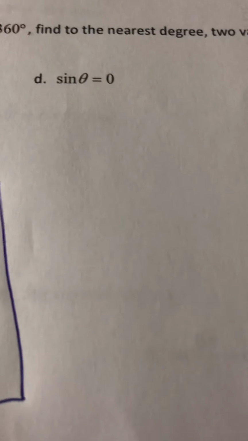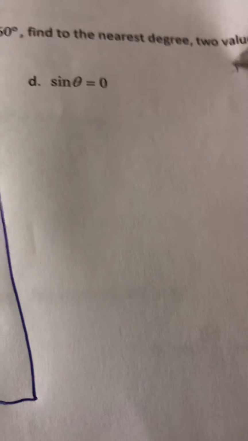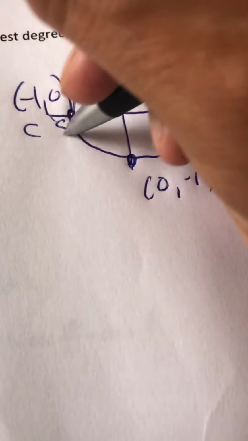Next we have the sine of theta is equal to 0. This is a special case. And because it's 0, we are going to use our unit circle. I'm just going to redraw this. So I have 1, 0. Negative 1, 0, 0, 1, 0, comma, negative 1. We know that we have cosine, sine for each of these. If you forget, it's just alphabetical, just like x and y.